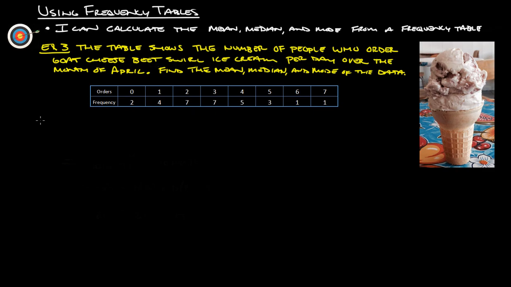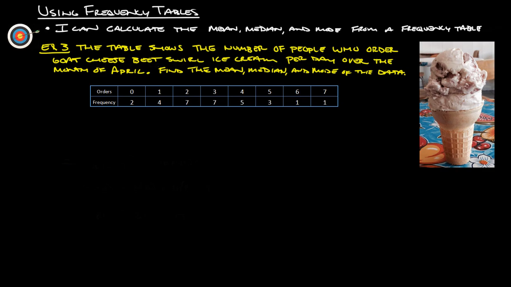It just takes, instead of writing 30 numbers out, it writes all the possible answers that you had. So like the most on one day, one time 7 different people ordered the goat cheese beet swirl ice cream. So instead of writing all 30 of those numbers out, we've organized it a little bit nicer and easier in a frequency table.